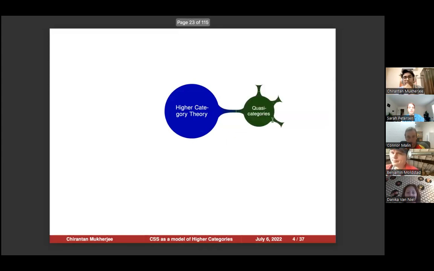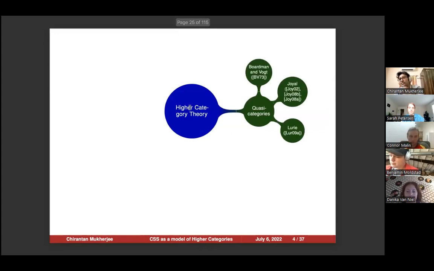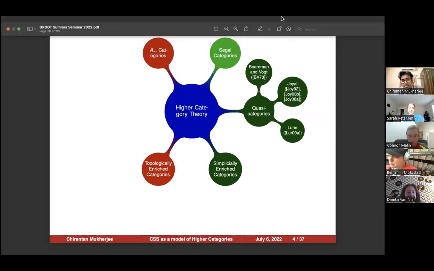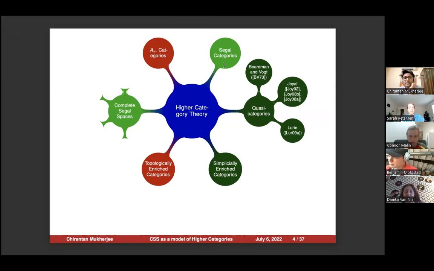So the most famous model of higher category theory is the quasi-categories, which were introduced by Boardman and Vogt in 1973, and have since been first studied by André Joyal and later by Jacob Lurie. Other models of higher category involve the simplicially enriched categories, topologically enriched categories, A-infinity categories, Segal categories, and also the complete Segal spaces, which were introduced by Charles Rezk in 2001 in his seminal paper, A Model for the Homotopy Theory of Homotopy Theory, and have later been shown independently by Bertrand Toën and Joyal and Tierney to form a model of (infinity,1)-categories.